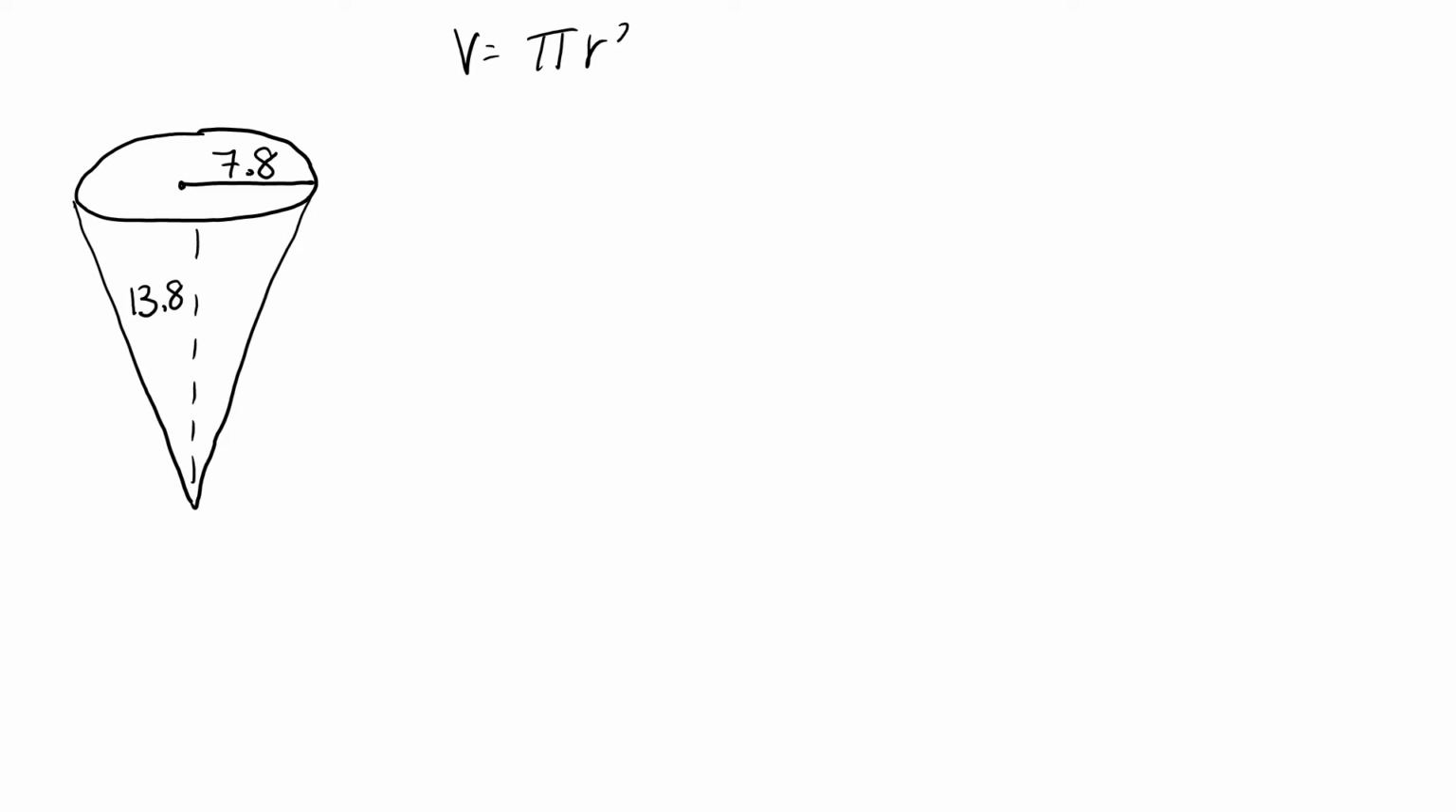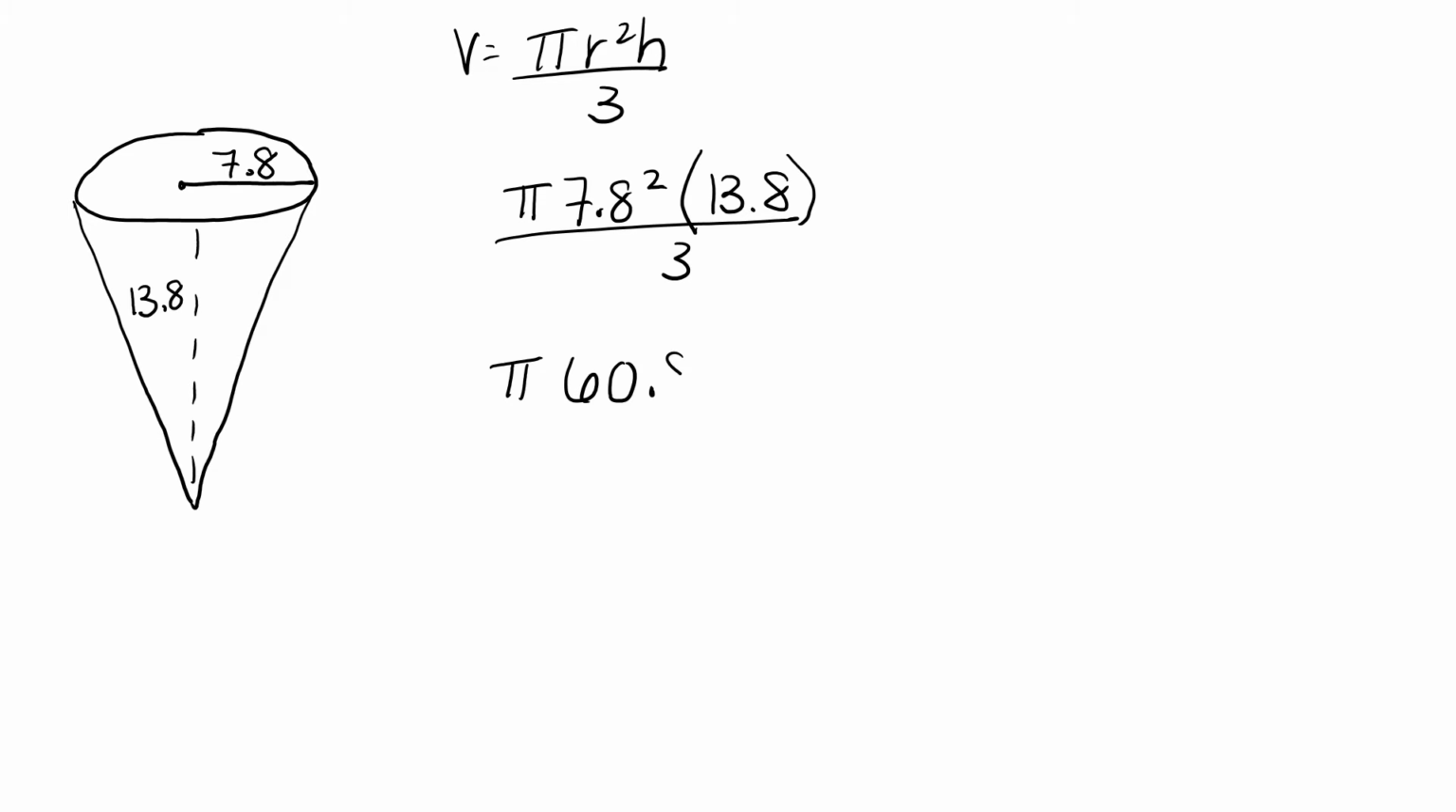For our second problem, we have a cone that has a radius of 7.8 and it has a height of 13.8. We use our formula, pi r squared h divided by 3. We plug in the radius, 7.8, and the height, 13.8. We solve the exponents first, so 7.8 squared is going to give us 60.84.